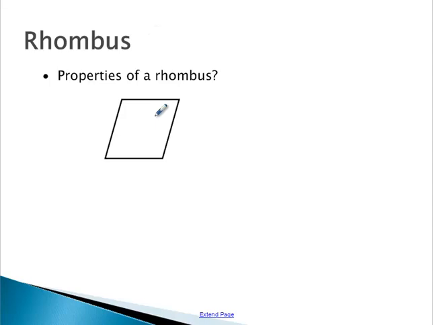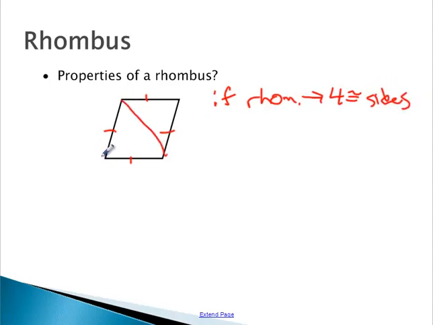Those being that all four sides are congruent. So if rhombus, then four congruent sides. And if I were to draw in the diagonals, they form a right angle. If rhombus, diagonals are perpendicular. Those are two properties that you need to add to your notes. We're going to use those throughout the rest of the unit.